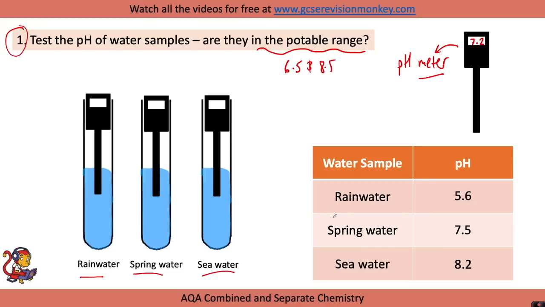So you can see here that the spring water and the seawater in these examples are within that pH range, so they could be potable, but the rainwater is too acidic. Okay, it falls below that pH range, so it is not considered to be safe to drink. But we don't yet know if it's potable or not, because it also has to have a low enough amount of dissolved salts and, of course, a low enough amount of microbes.